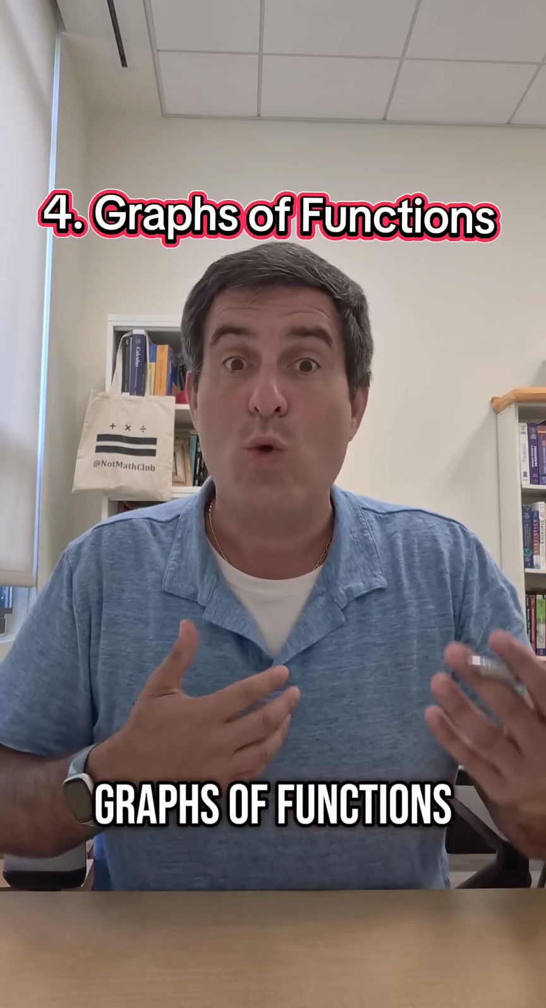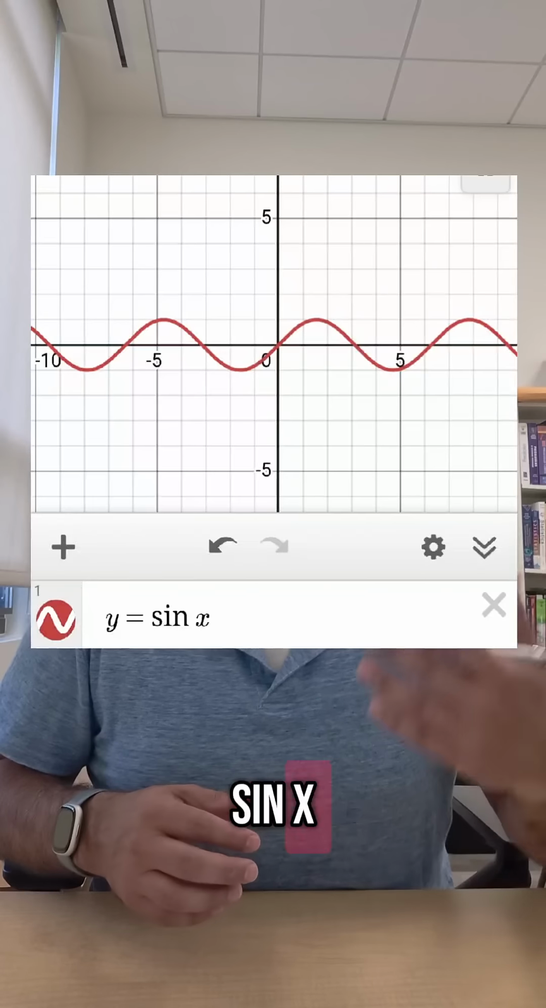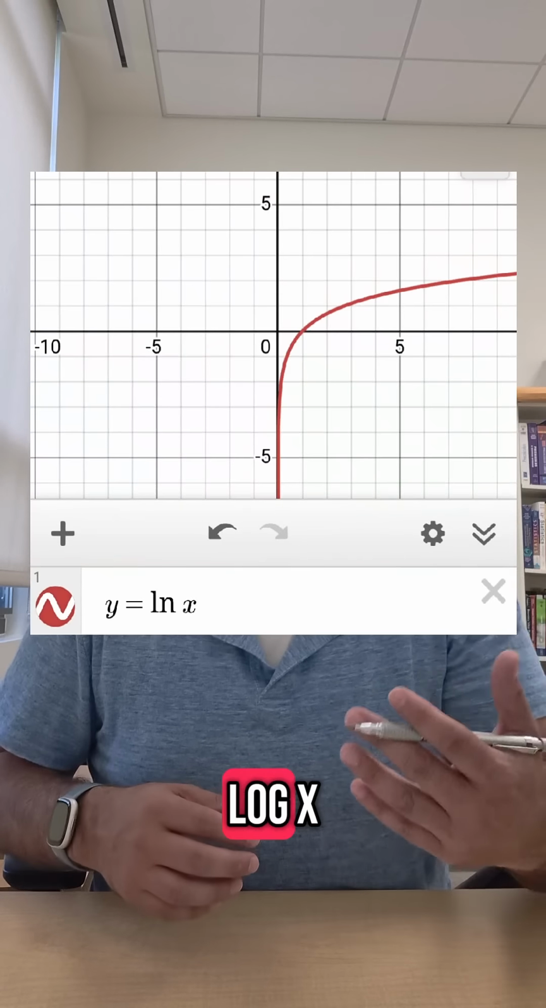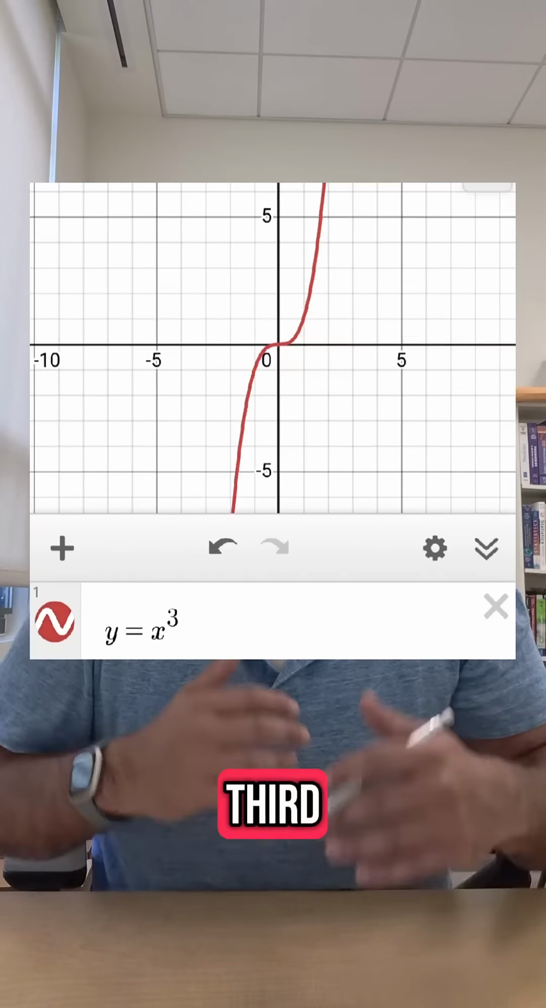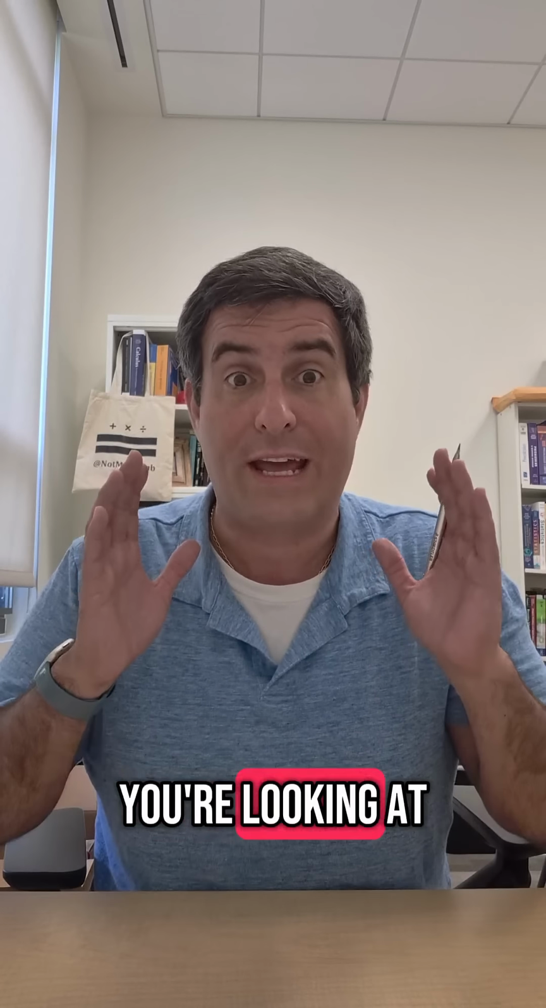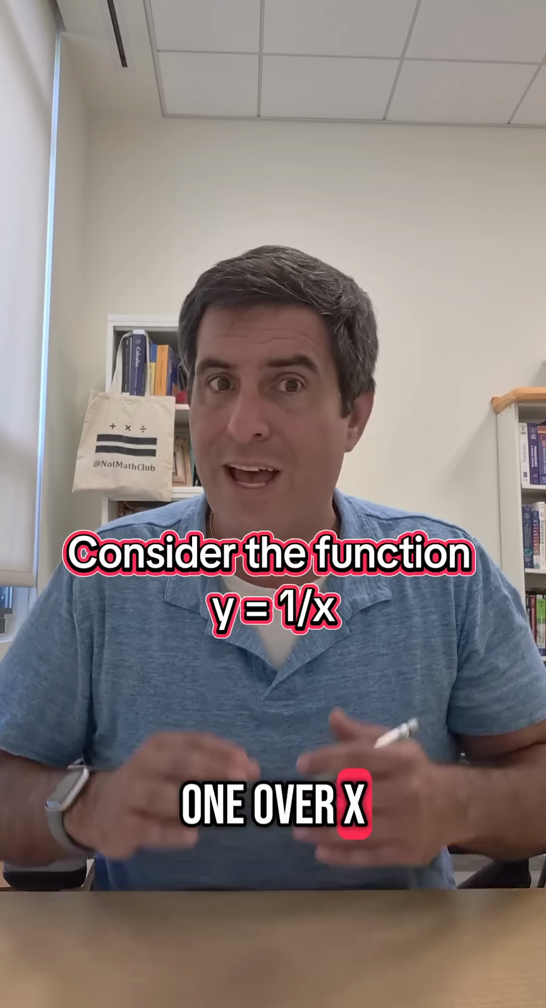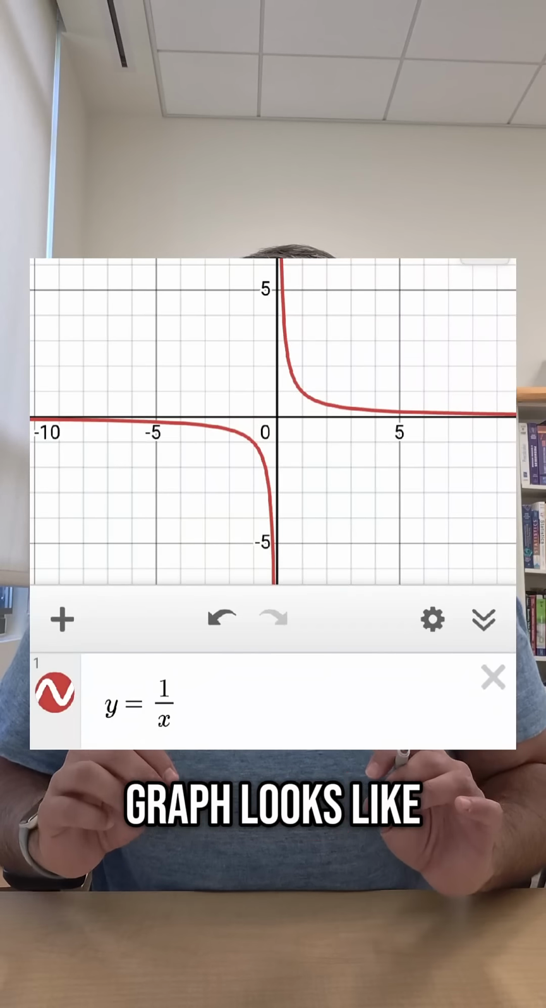Graphs of functions. We should be familiar with things like sine x, cosine x, e to the x, log x, x squared, x to the third. So if you saw a question where it said you're looking at the function y is equal to 1 over x, we should know immediately what that graph looks like.